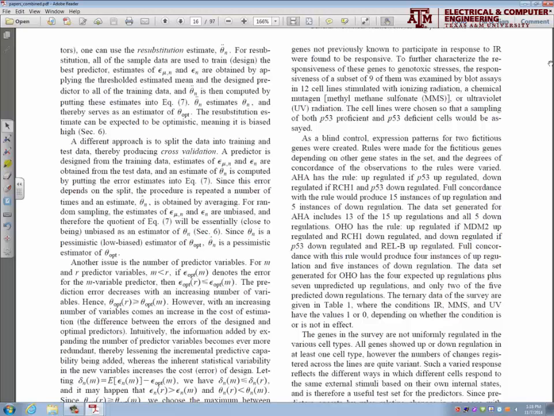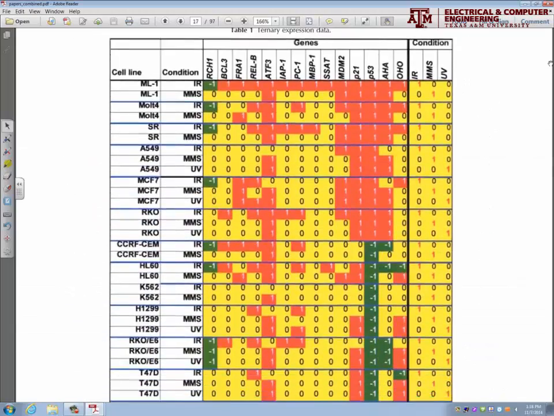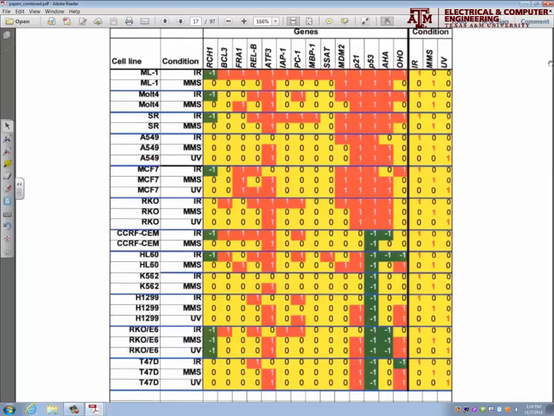Anyway, going back to our discussion, they use stress response data. Tests of the ability of both the full logic, that is the unconstrained predictor, and the perceptron to detect associations based on changes in transcriptional level have been performed in the context of responsiveness to genotoxic stress, as a result of a microarray study surveying transcription of 1,238 genes during the response of a myeloid line to ionizing radiation. Thirty genes not previously known to participate in response to ionizing radiation were found to be responsive.